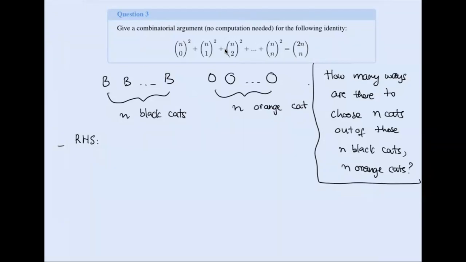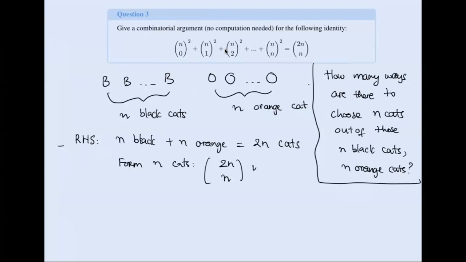So I have n black cats and n orange cats, which means I have 2n cats in total. And I want to form n cats, which just means out of those 2n cats, I pick n cats. So that is the number of ways that I can choose n cats out of n black and n orange cats. Does this step make sense?